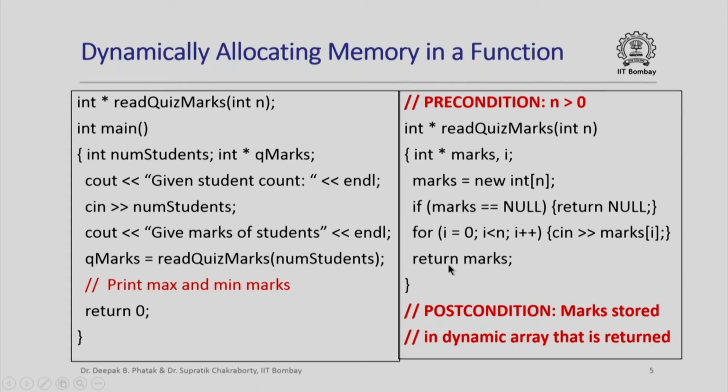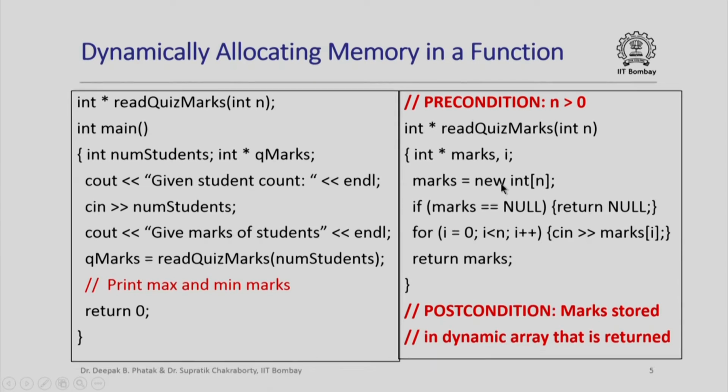Here is a sample implementation of read quiz marks. As a precondition I have n greater than 0. As post condition I guarantee that the marks of the students are going to be stored in a dynamically allocated array that is going to be returned. Inside read quiz marks I dynamically allocate an integer array of size n, and then if that dynamic allocation failed I return null. So note that I could have put this as part of my post condition, that if dynamic allocation fails we are going to return null. I did not do that here only to save space, but in good programming practice you should indicate this as part of the post condition.